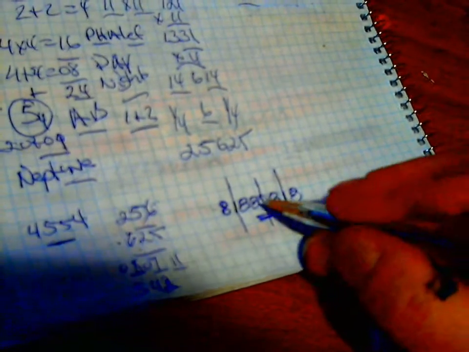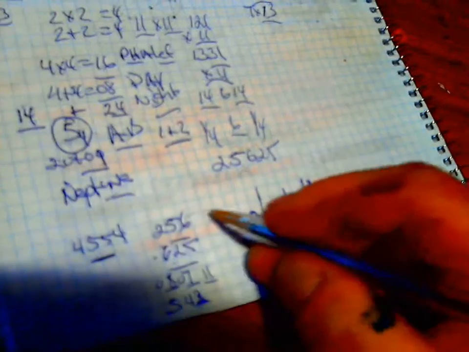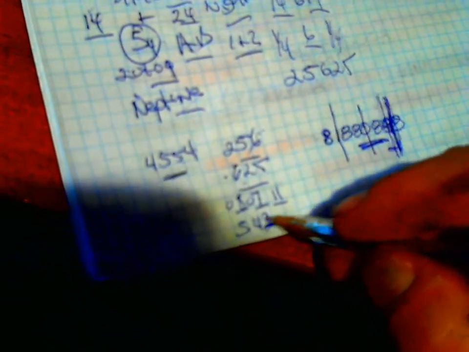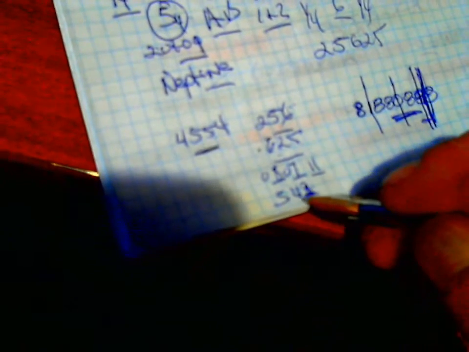So after, did I do this right? Nope, I missed this here. The 1 goes over here. Sorry, the 1 goes over here. So that's how I end up with this number over here: 5, 2, 5, 4. The 254th day is September 11th.